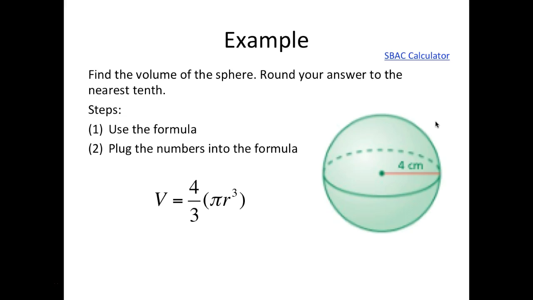Then we're going to plug the numbers into the formula. So in this case, we just have to worry about one number, and that's the radius. And in this problem, they give us the radius, and the radius is 4. So we're going to plug 4 in for r, and then everything else we're going to keep. 4/3 times pi, r is going to become 4, and we're going to cube that 4.